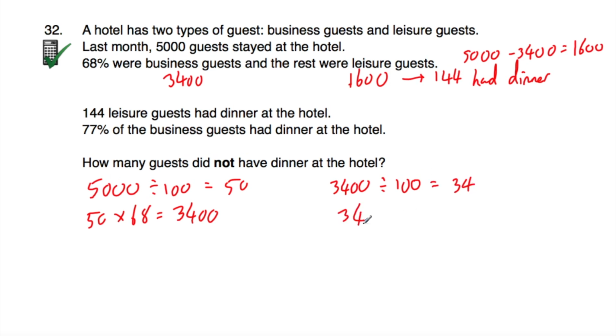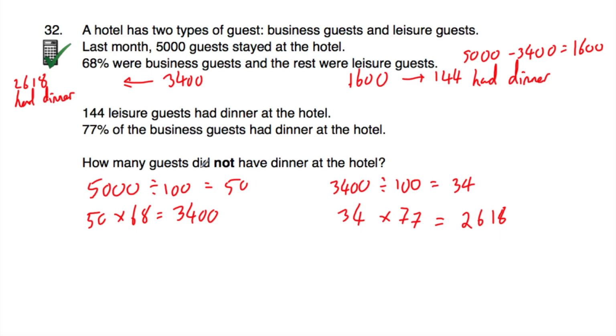And then we're going to take the 34 and multiply it by 77, because we know that 77% of the business guests had dinner at the hotel. So 34 multiplied by 77 is equal to 2,618. So 2,618 of the business guests had dinner at the hotel. So out of these 3,400, 2,618 of them had dinner.